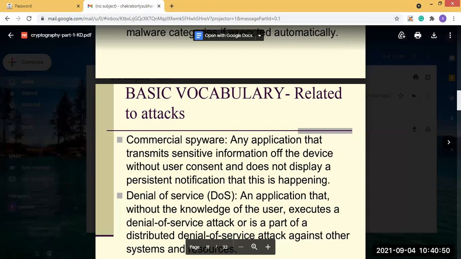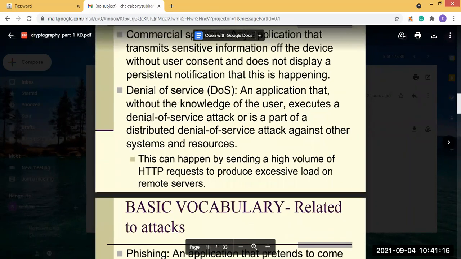So this will happen. Next is denial of service. It is an application that, without the knowledge of the user, executes a denial of service attack, or is part of a denial of service attack against other systems and resources. What will it do? A high volume of HTTP requests produces excessive load on the remote servers.